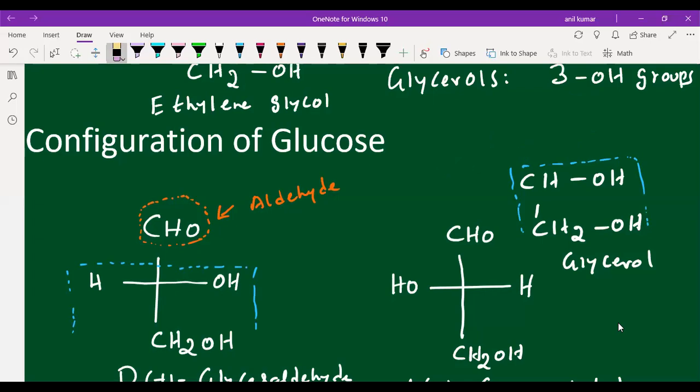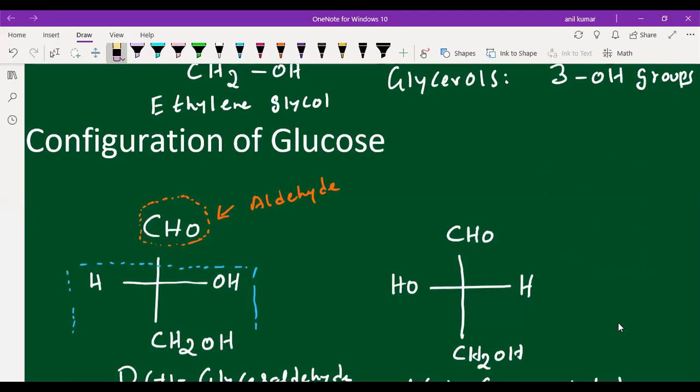Three carbon atoms. Among these three carbon atoms, one carbon atom is an asymmetric carbon. What do you mean by asymmetric carbon? An asymmetric carbon is a carbon which has four different groups attached to it. That is what we call an asymmetric carbon atom.